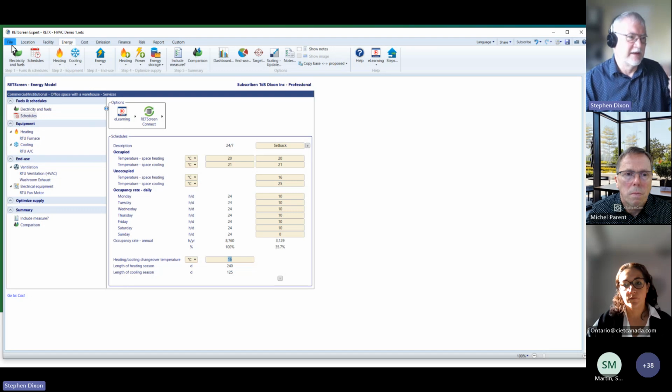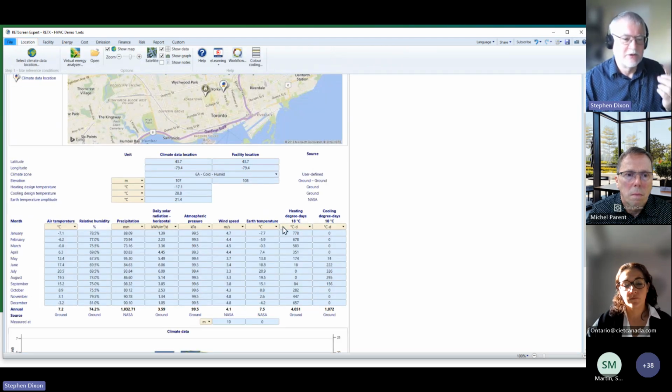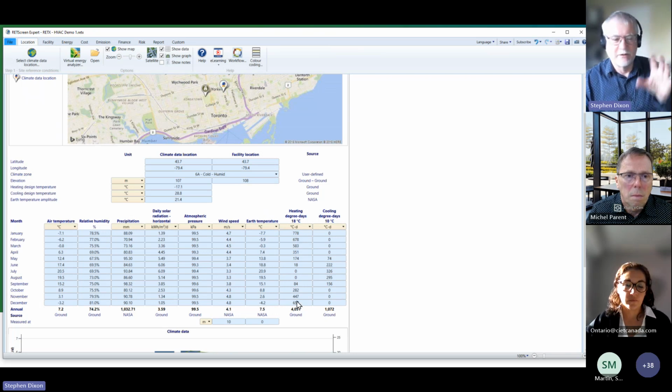And the other piece that's connected to that, what's very important here, is under location, you could change the heating and cooling degree days in this example. But you need to input heating and cooling degree days for your own site, which are calculated to a balance point of 18 for heating and cooling to 10. And what RETScreen does is it looks at your changeover temperature and determines basically a set of heating and cooling degree days in between these two. So it recalculates the degree days based on your changeover temperature.